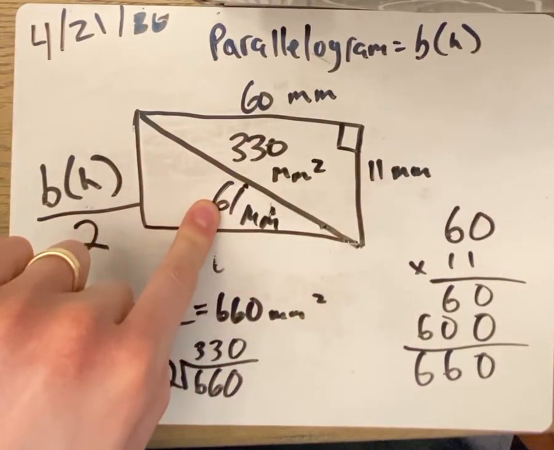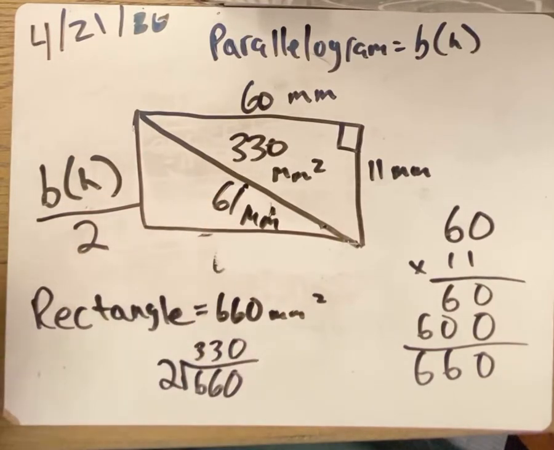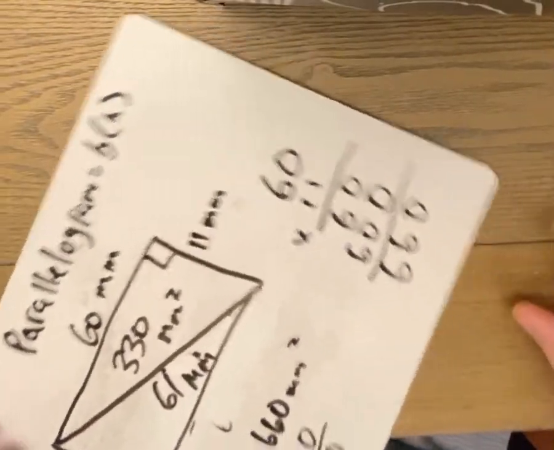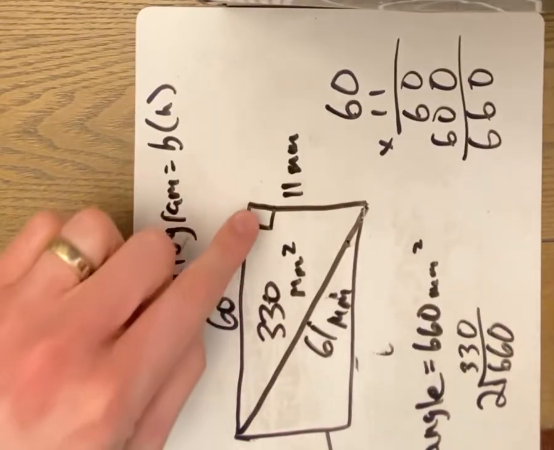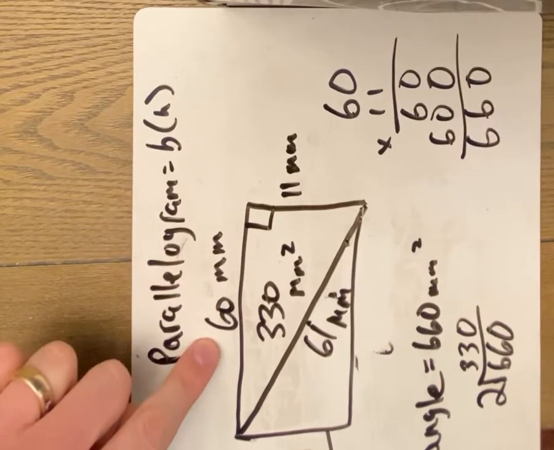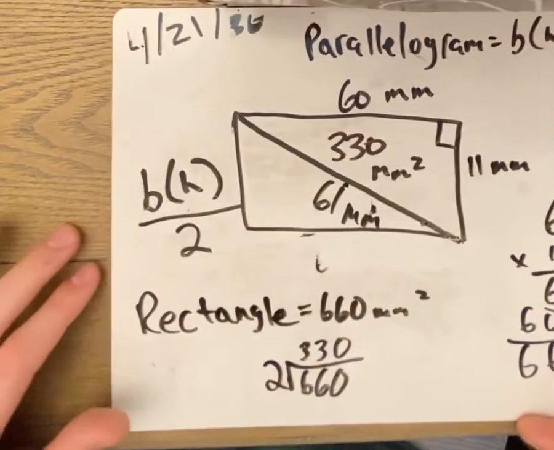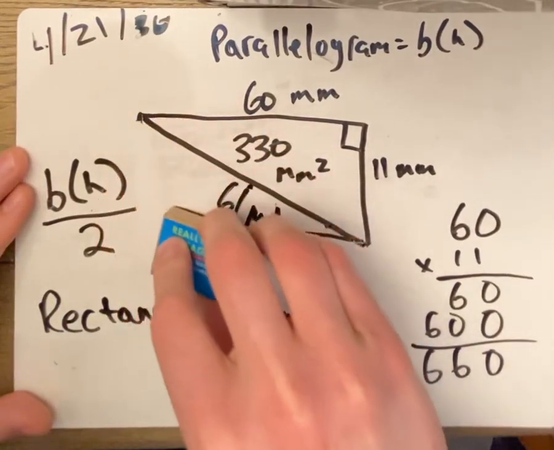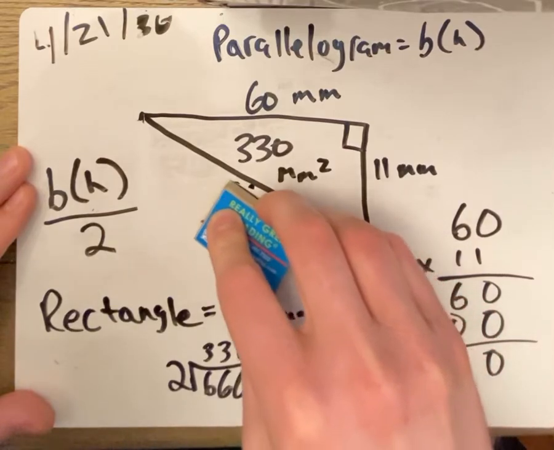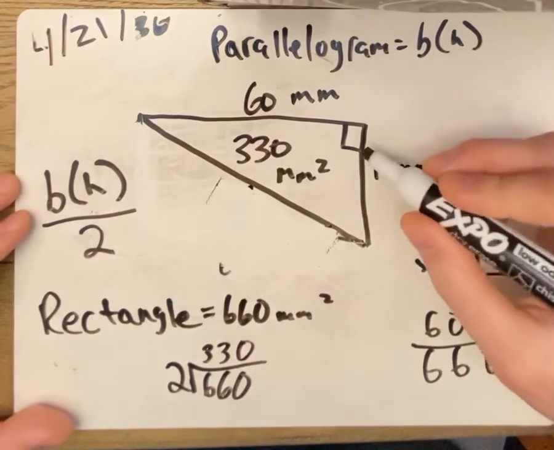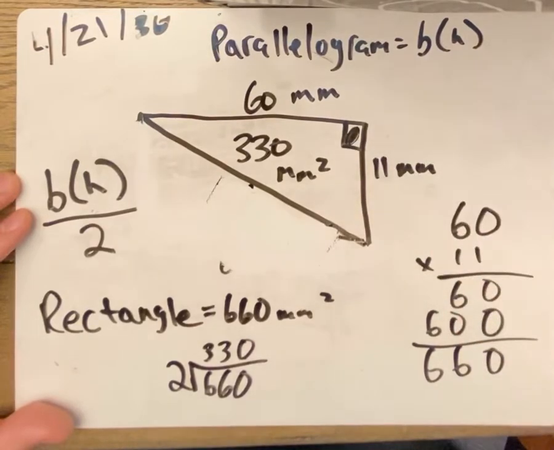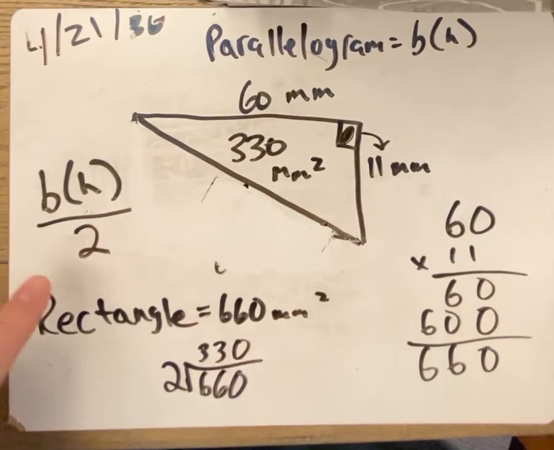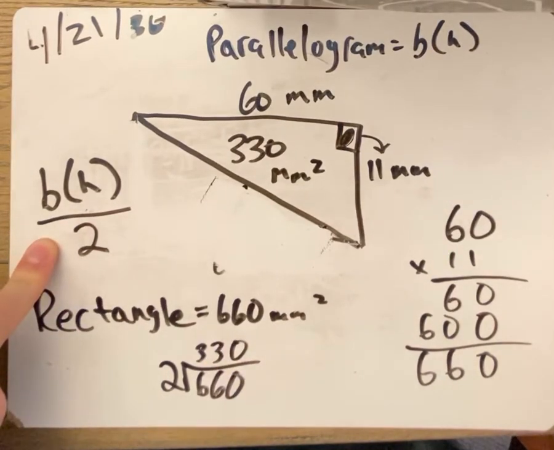So now you know 61 is irrelevant, right? And remember, the height, do you see the height? Look at it this way. 60, right? Remember, the base is always located on a triangle right underneath the right angle symbol. See, this is the right angle symbol. So this tells me that 11 is my base. All right. So the area of a triangle is base times height divided by 2.